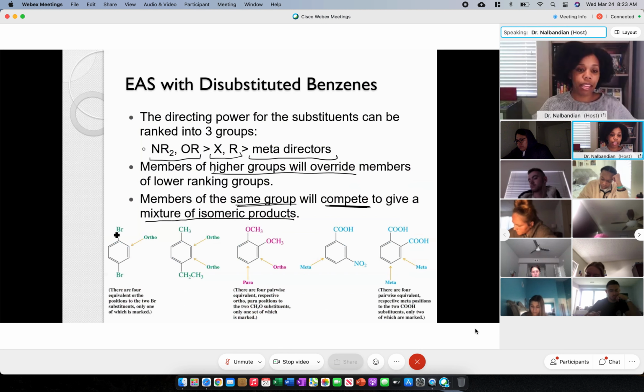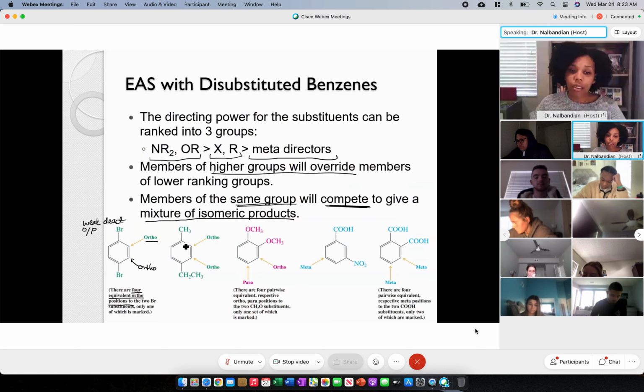So what do I mean by that? We have bromine and bromine. They're both weak deactivators, but ortho-para directors. The para position is blocked for either one, but the ortho position for this bromine and the ortho position for this bromine are places where the reaction can occur. These are equivalent though, right? All four of these ortho positions are equivalent, so they only marked one of them.